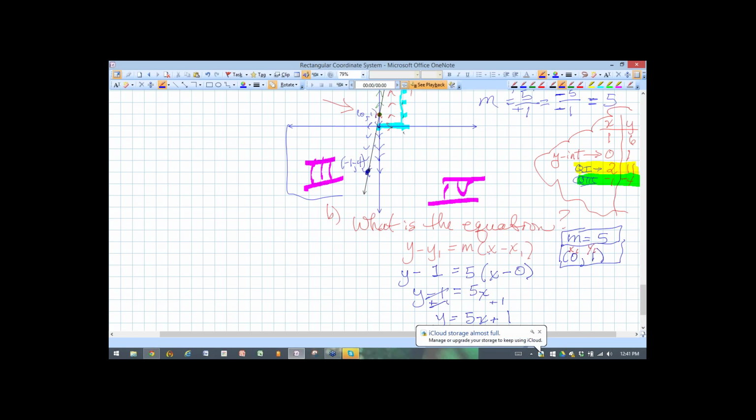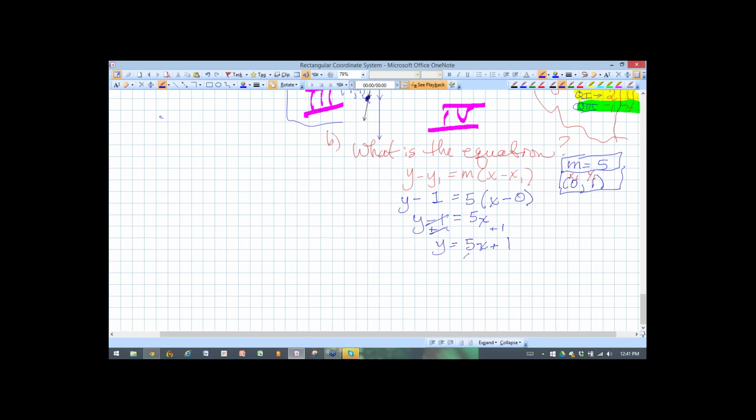This is our slope-intercept form. If I were just given this equation by itself, y is equal to 5x plus 1, I would see that there's my slope of 5 and that the y-intercept is at (0, 1), which it is. We know this.